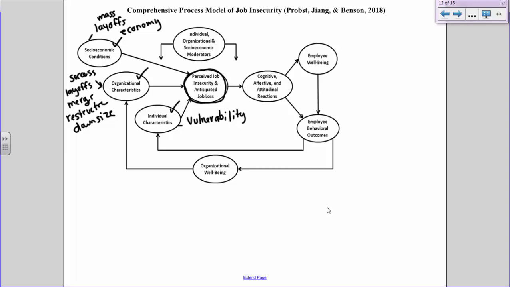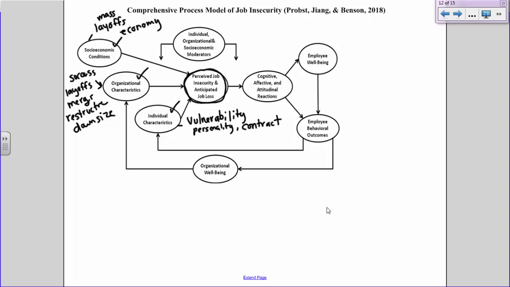So these types of things can be like employee personality. So if you have a personality clash with your boss, neuroticism is really strongly related to job insecurity. Also, your employment contract, the nature of your employment contract really has a big difference.